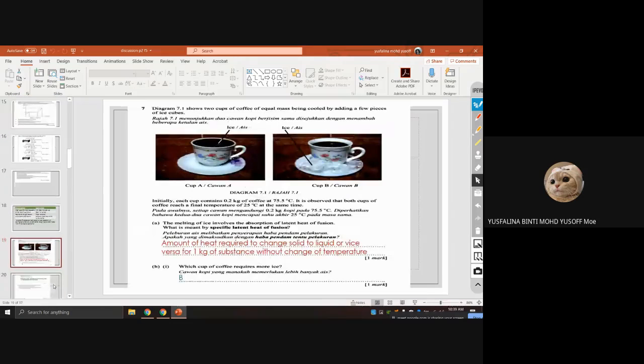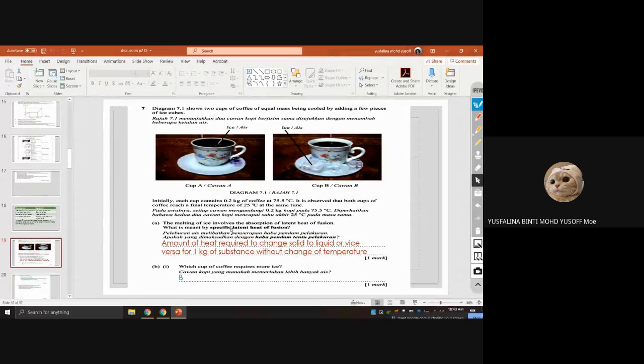So the next one, diagram 7.1 shows two cups of coffee of equal mass being cooled by adding a few pieces of ice cube. Initially each cup contains 0.2 kg of coffee at 75.5 degrees Celsius. It is observed that both cups of coffee reach a final temperature of 35 degrees Celsius at the same time. So for A, the melting of ice involved the absorption of latent heat of fusion.